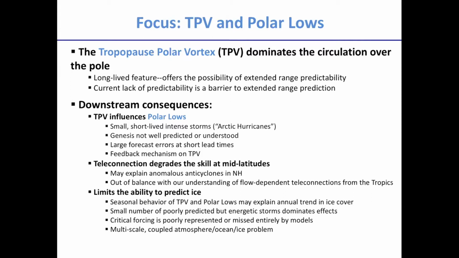So then teleconnection to lower latitudes degrades the skill of forecasts at mid-latitudes. So it's a little out of balance with our understanding of these flow-dependent teleconnections that come up from the tropics. We kind of understand these tropical influences pretty well, but we get surprised by things that propagate down to mid-latitudes from the Arctic. And so we need to get those represented better in our NWP models. This also limits the ability to predict ice. So the seasonal behavior of the polar vortex and the polar lows may explain a lot of the trend in annual ice cover. So you guys can read the rest. Next.